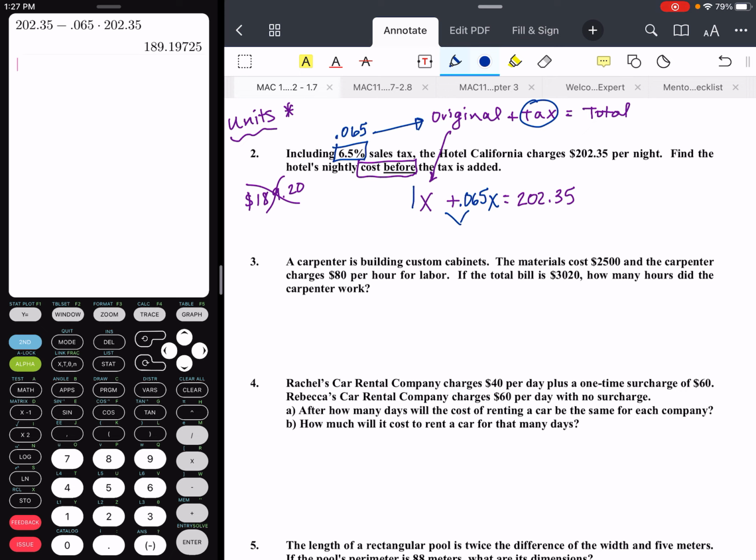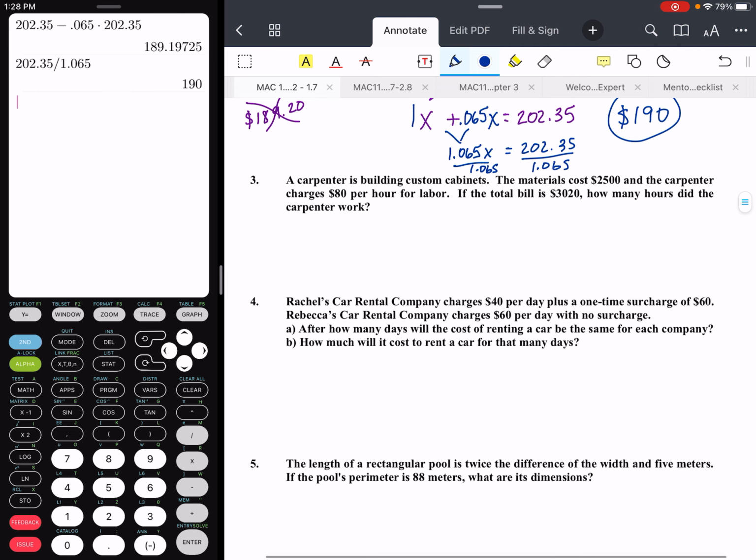And remember, there's a coefficient of 1 there. So combining like terms, 1.065x equals 202.35, and then dividing by 1.065 on both sides gives me 190. And remember, our units are in dollars. So the hotel costs $190 per night before taxes.